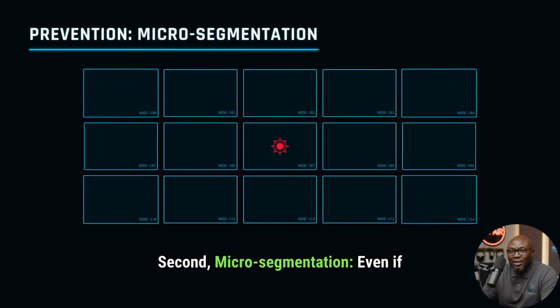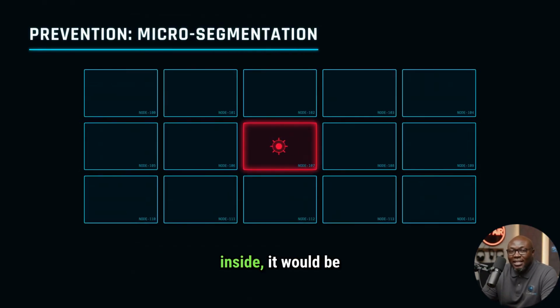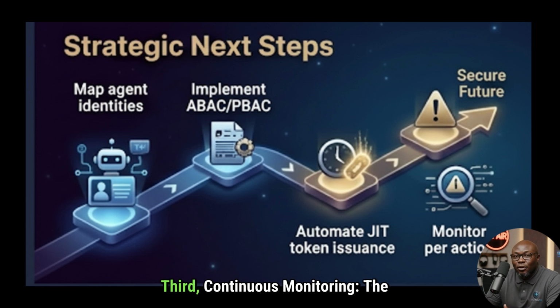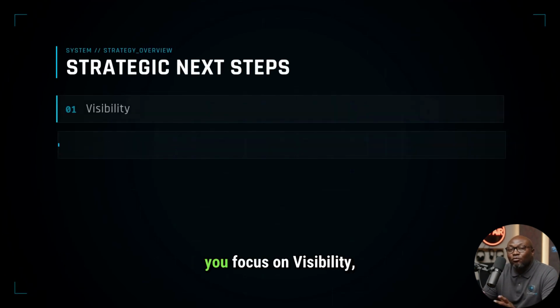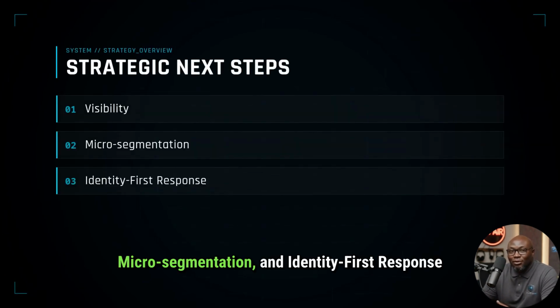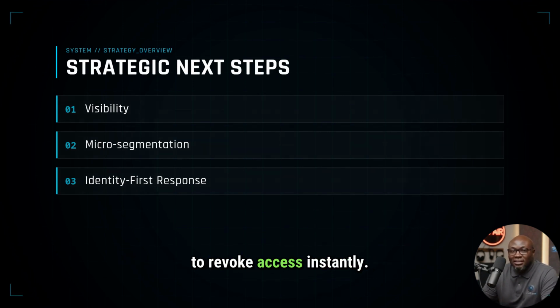Second, microsegmentation. Even if inside, it would be trapped. Attempts to reach an unknown command server would be blocked. Third, continuous monitoring. The system would ask, "Why is a monitoring tool accessing the HR database?" and trigger a lockdown. When you assume breach, you focus on visibility, microsegmentation, and identity-first response to revoke access instantly.